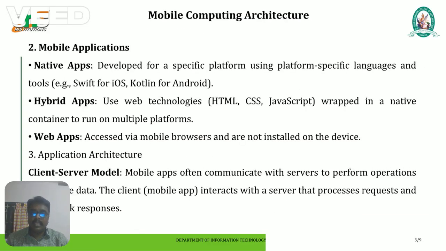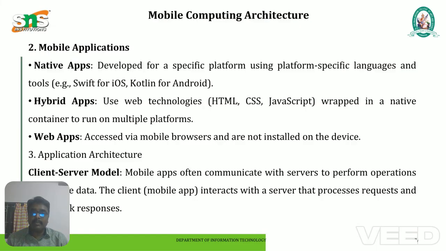Next is the mobile applications. Mobile applications include native apps, which are developed for a specific platform using platform-specific languages and tools, and cannot be used on any other platform. For example, we use Swift in iOS for native apps, and we use Kotlin in the Android operating system.